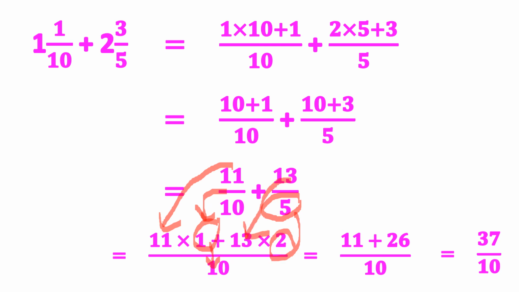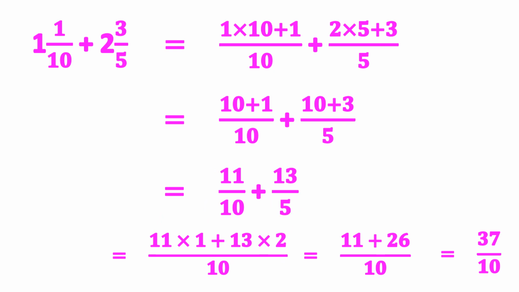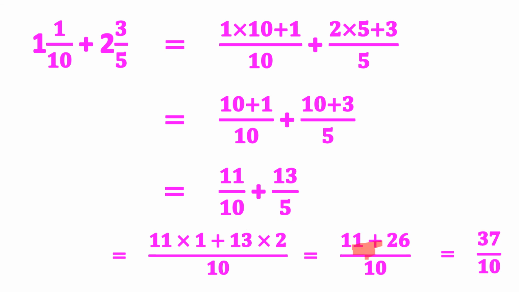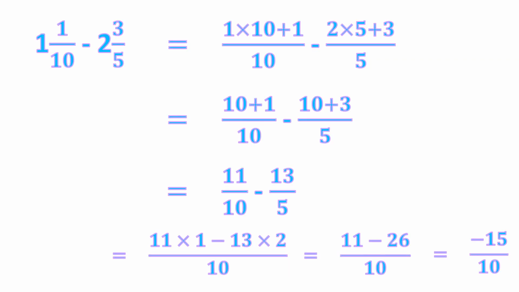Then normal multiplication again. 11 into 1, 11. 13 into 2, 26. So add them. I get 37 by 10. So that is how we do mixed fraction addition. Now mixed fraction subtraction is the same way. Only difference is minus sign, right? So 1 into 10 plus 1 by 10, 2 into 5 plus 3 by 5, minus.